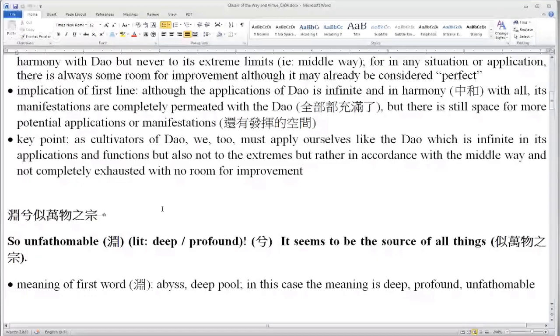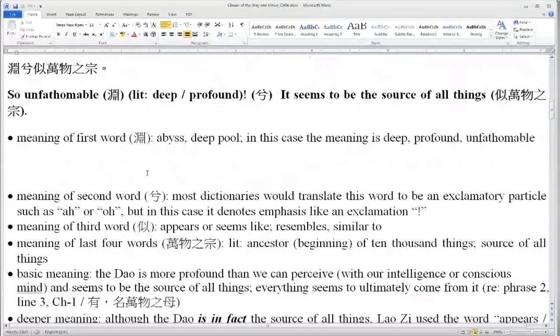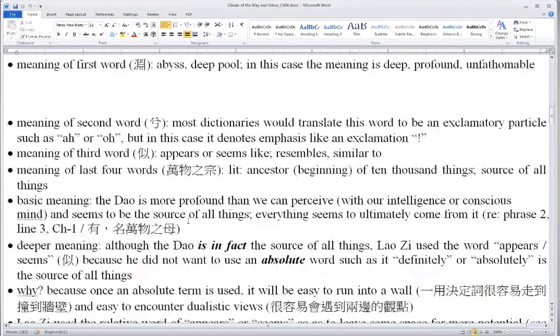It is very difficult to describe. Like I said, it's deep, profound, and venerable. It's really marvelous. That's why it's called true emptiness and marvelous existence. And it appears that everything comes from there. That's what Lao Tzu is just trying to say. Okay, that's good enough for this.